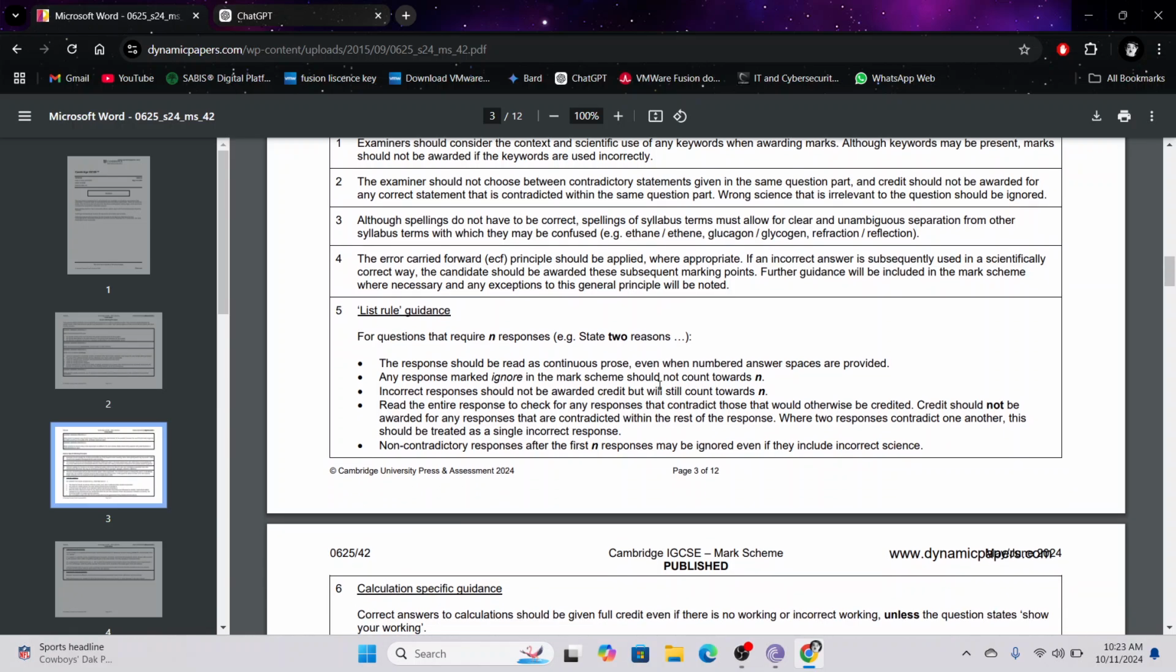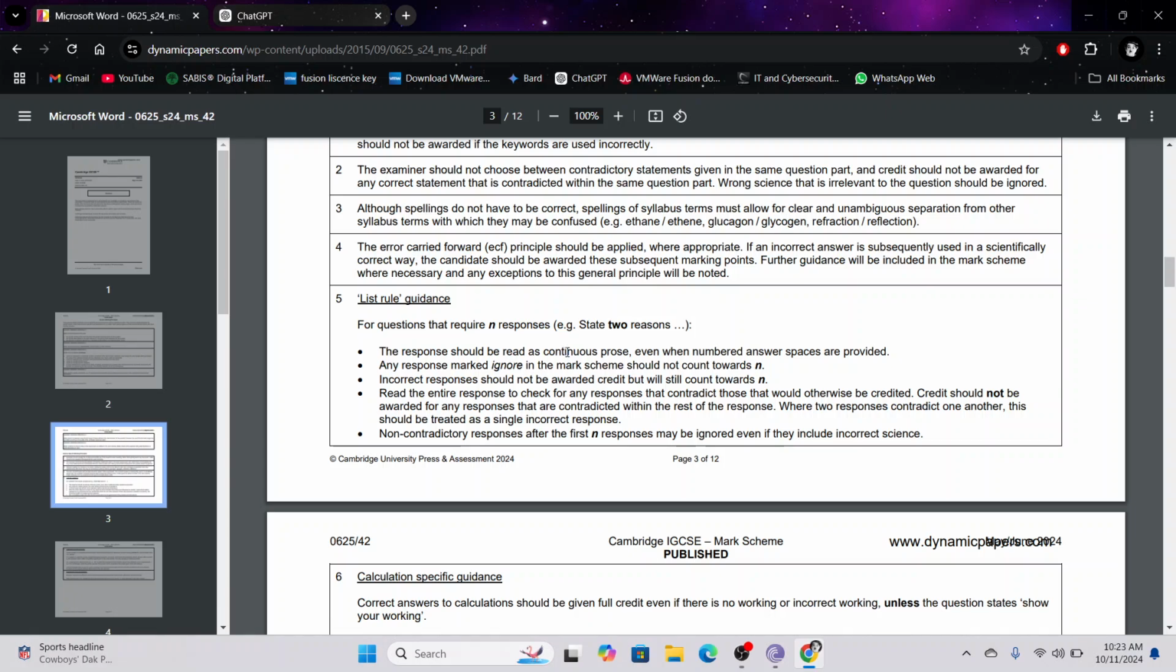I'll show you later. Okay, list rule guidance for questions that require multiple responses. For example, state 2 reasons. The response should be read as continuous prose, even when numbered spaces are provided. That means you read it as one continuous sentence, basically as a paragraph. You don't read one, two, three, four.